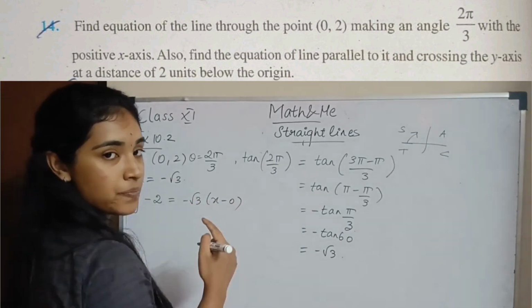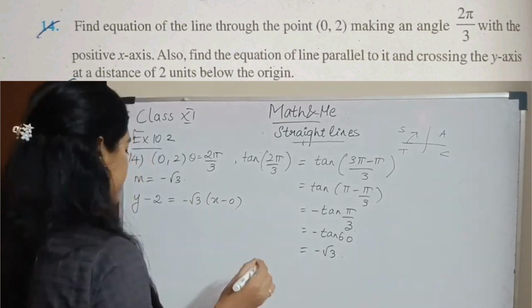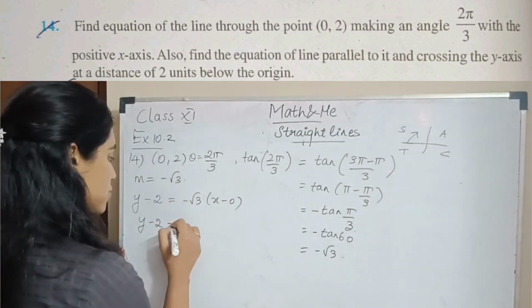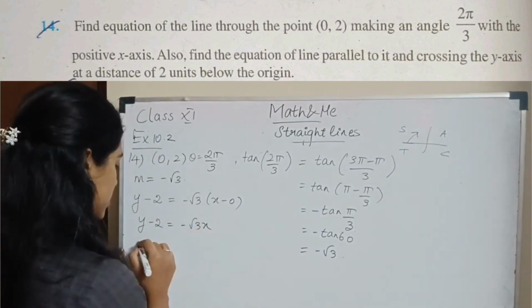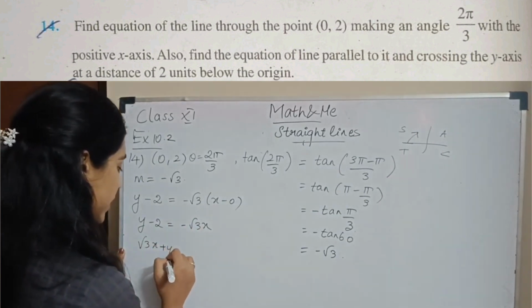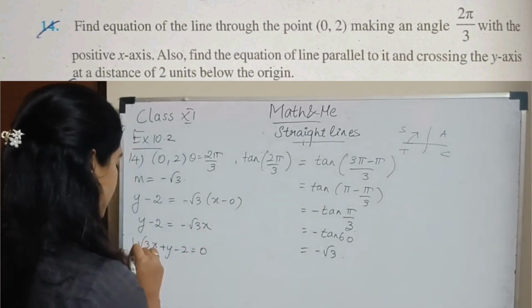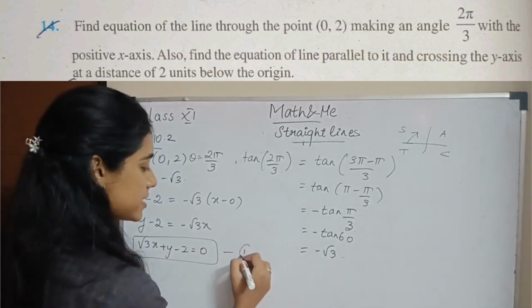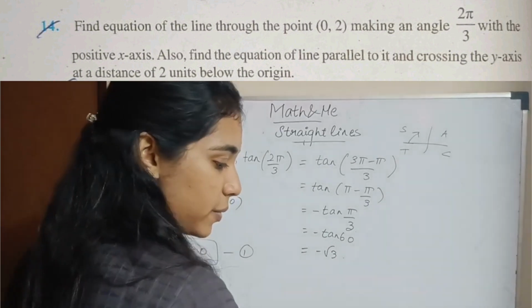This is your slope, point slope form, right? So y minus 2 equals minus root 3 x. Root 3 x plus y minus 2 equals 0. So this is your first equation. What is the second part of the question?